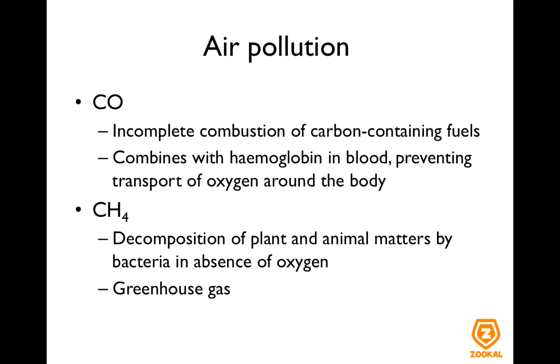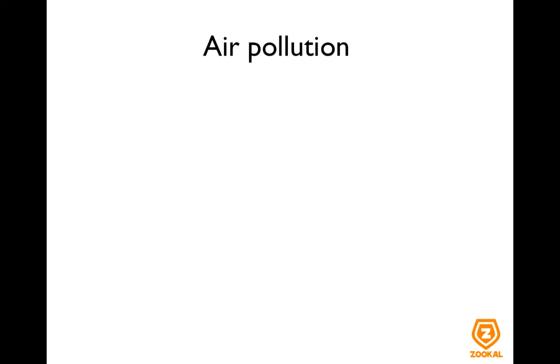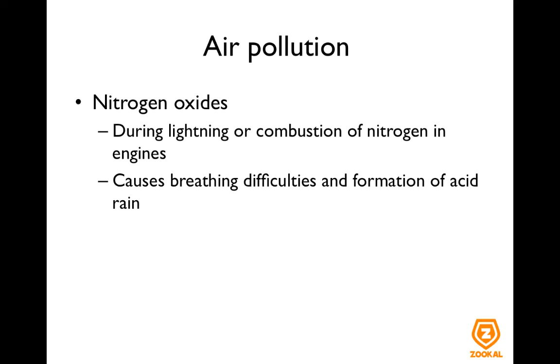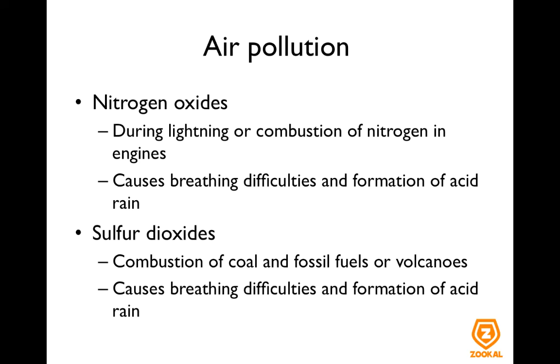Another pollutant is CH4 or methane, and this occurs naturally when you have the decomposition of plant and animal matter by bacteria in the absence of oxygen. It is a greenhouse gas, and we'll talk a bit more about the greenhouse effect later on. Nitrogen oxides can be produced naturally during lightning or during combustion of nitrogen in engines due to the high temperatures. Nitrogen oxides can cause breathing difficulties and also result in the formation of acid rain.